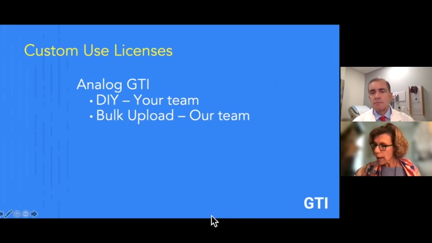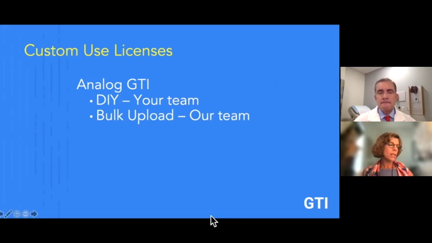Using the GTI requires a license, a use license, and we can make that available in 3 different ways. The analog GTI, which is the original pen and paper version. It's a DIY solution. Your statisticians, your team, using probably paper and some eCRF solutions to derive your scores. In addition to that, though, our team can help by providing you an option to bulk upload the data at the end of your trial so that you can have confidence that the internal team that you're using has in fact gotten the scores right.